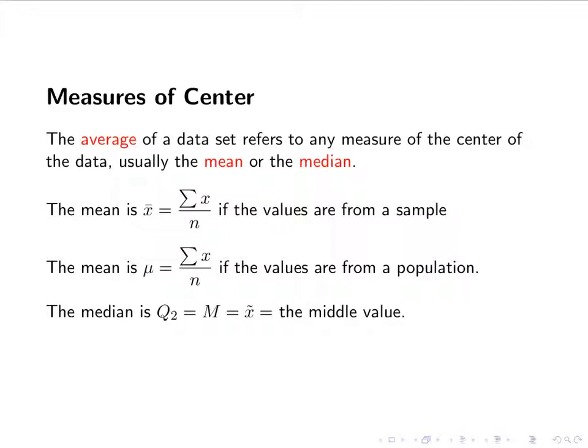The median you've seen before in the measures of location. So sometimes it's called Q2, sometimes it's called M, sometimes it's called X tilde, and it is just the middle value. So we've actually already seen the median.